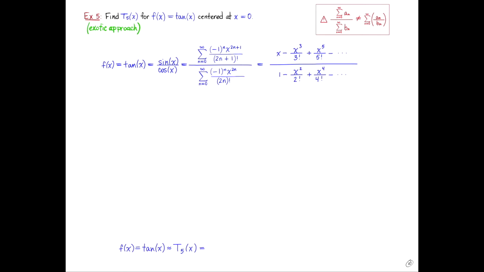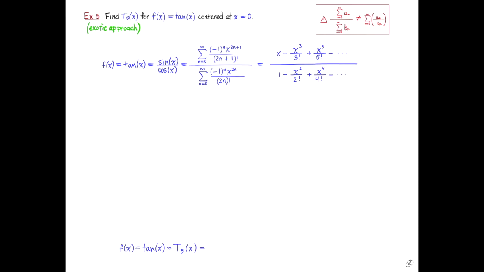Quick word of caution though. When you have the sum of a sub n divided by the sum of b sub n, that is not equal to the sum of a sub n over b sub n. That means that we can't simply simplify this algebraically. Instead, we have to write the series out in their expanded form. And from here, we do exactly what it looks like. We want to divide the numerator by the denominator. To do this, we have to use long division.